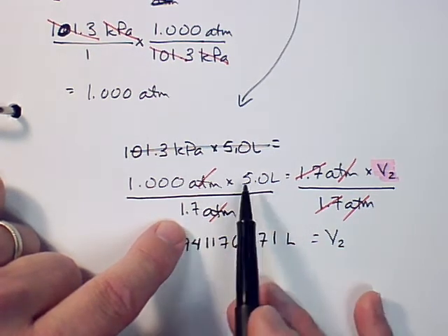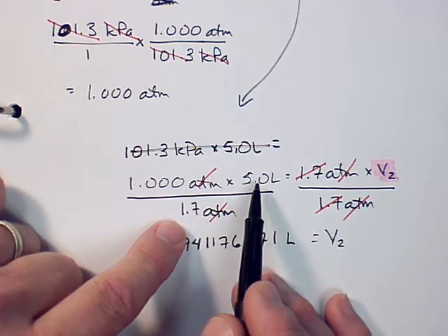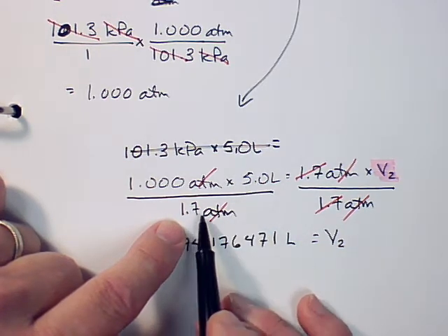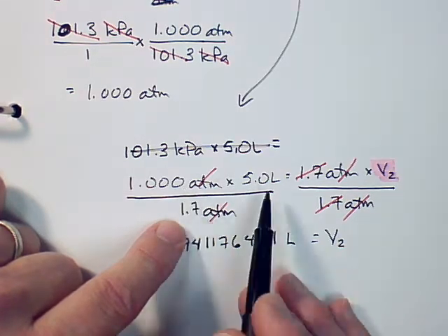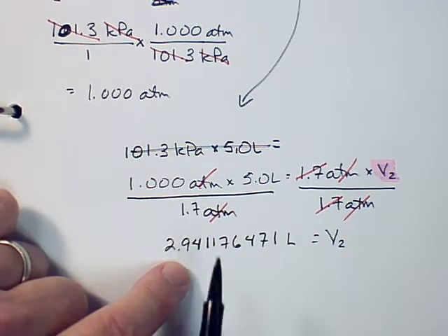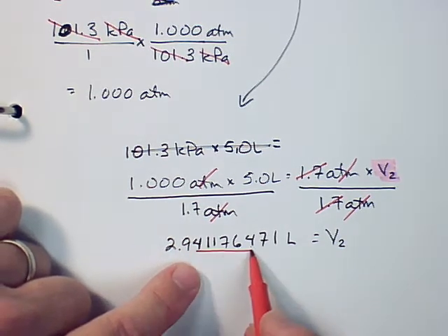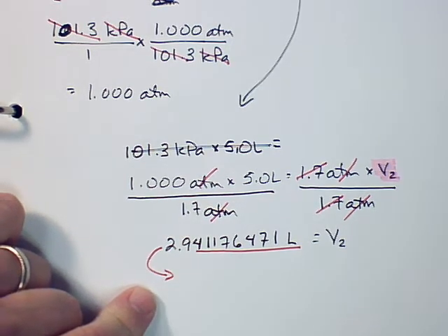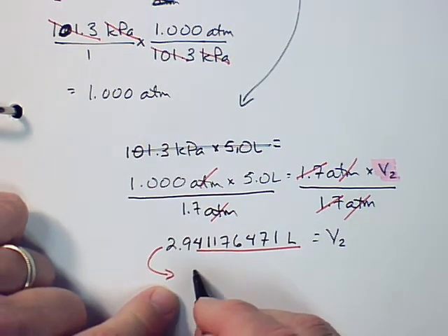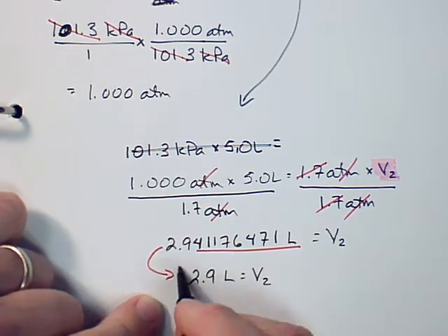Well, both of these have the least digits. There's only 2 significant digits here. And so we want our final answer to have the same number of digits as the measured or calculated number with the least digits, which means we want our final answer to have 2 digits. So we're going to underline everything after our first 2 digits. We're going to use an arrow to show a rounding off. And then the rounded answer is 2.9 liters equals V2.